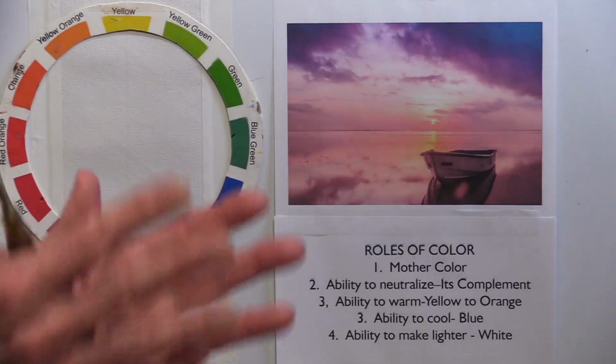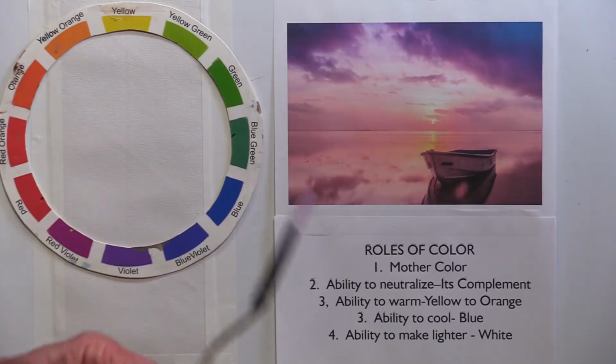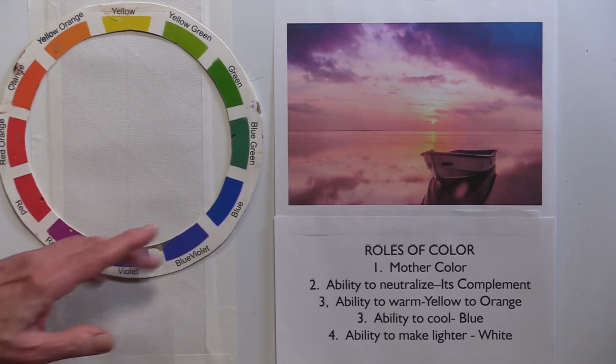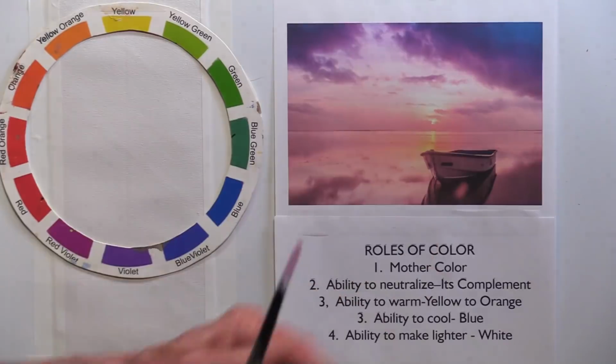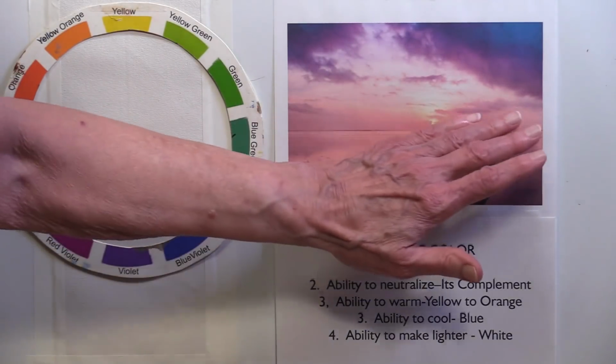The reason I'm going to start with alizarin crimson is because I see alizarin crimson on the color wheel leans a little bit more towards red violet. And we see a lot of that in here when you can identify the hue. I see a lot of red violet in there.